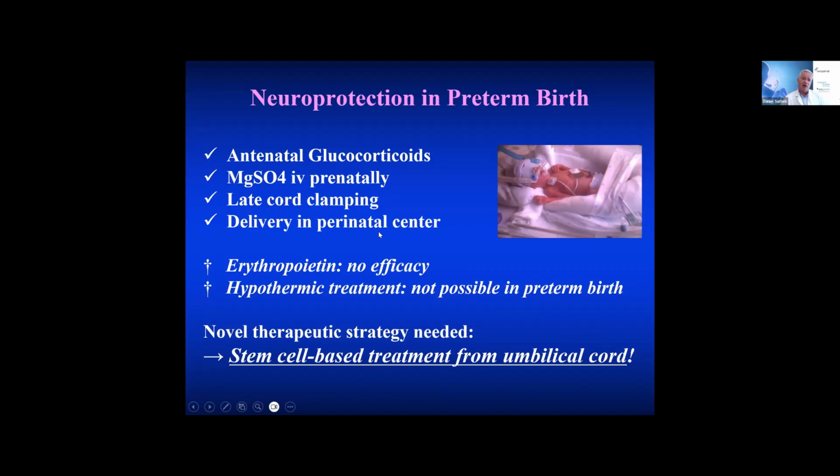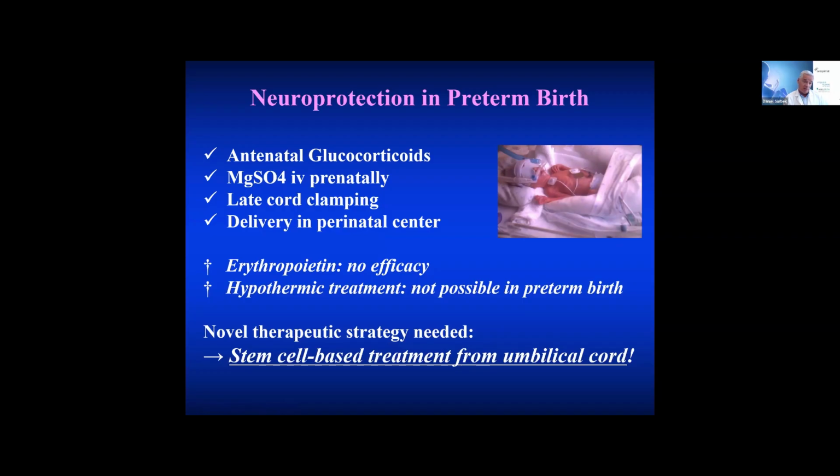There have been clinical trials with erythropoietin. However, unfortunately, there is almost no efficacy in these babies. And regarding hypothermia treatment, this is an effective neuroprotective measure, however, only in term birth, in term asphyxia, but not available in very preterm babies due to the side effects.